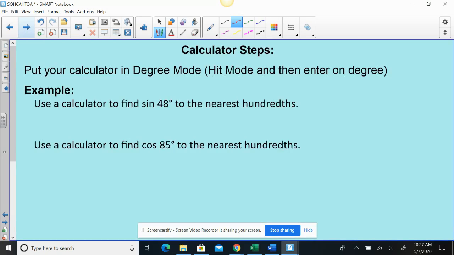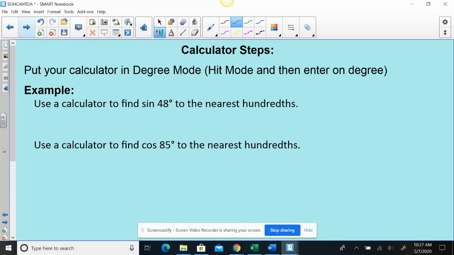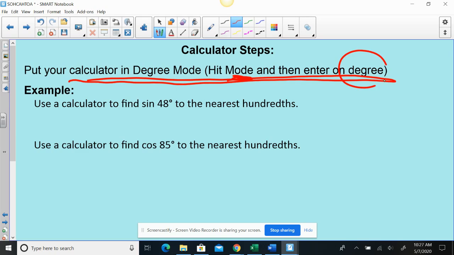Okay, so calculator steps. When we are actually going to be typing these in our calculator, if they just say to find the trig ratio, you're just going to leave it like this. If we're actually finding the value, we want to make sure that our calculator is in degree mode. So you're going to hit mode. Mode is right there next to the second button, and then you want to highlight where it says degree.